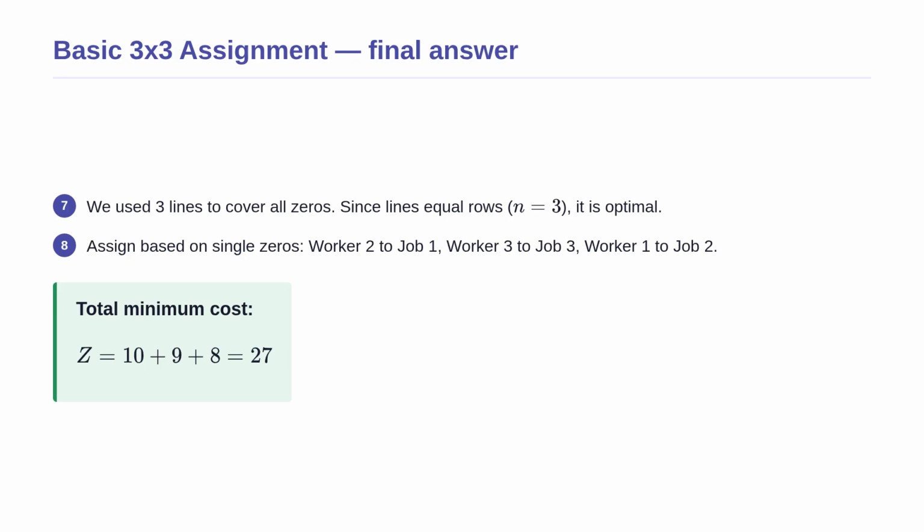Since the number of lines equals the number of rows, which is 3, we have reached the optimal solution. To make the final assignments, we look for rows or columns that only have a single 0. Worker 2 must take job 1, worker 3 takes job 3, leaving worker 1 with job 2. Looking back at the original matrix, we add the costs of 10, 9 and 8. The absolute minimum cost is $27.